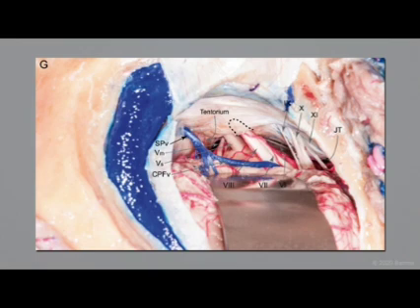Just superior to the glossopharyngeal nerve is a thick membrane that marks the transition between the cerebellopontine and cerebellomedullary cistern. Although possible, the cerebellomedullary cistern is best reached through the far lateral approach.